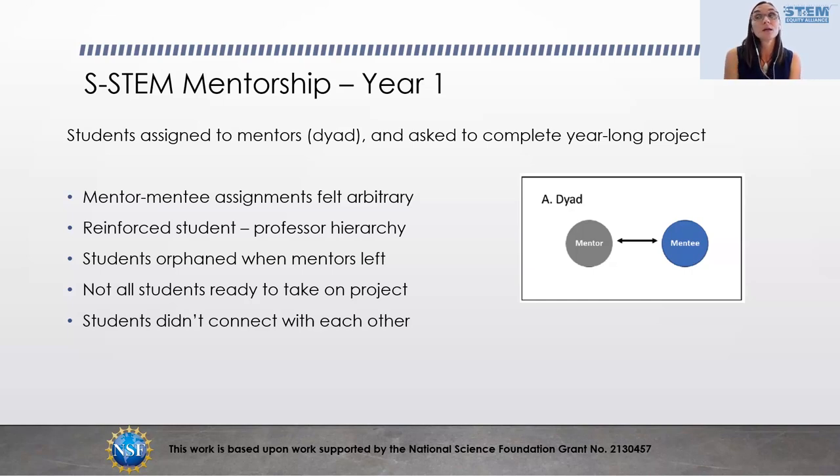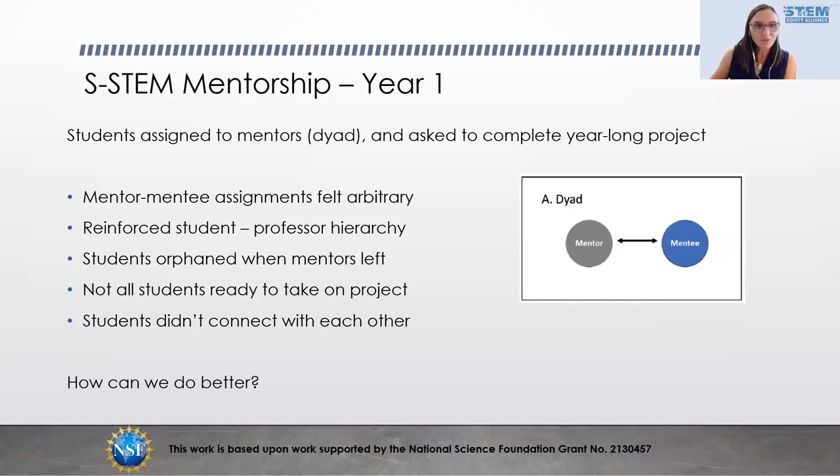And then our last major issue was that our students didn't connect with each other. So we had these dyad relationships, and so the mentors and the mentees met, but the students didn't meet with each other. And as has been mentioned many, many times, peer mentoring is a critical part of success to our students, right? They really need somebody else there. So we wanted to know how can we do better.